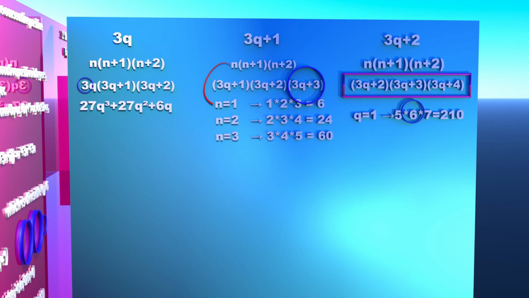But you can see clearly, we can take only 3 as common. There is no way to extract 6 as common. That means we know 6 is a factor, but by taking the form of 3, we can't get 6. When q is equal to 2, we get 8 into 9 into 10, which is 720. Here 9 has a factor 3 but not 6. Still we can see 720 is divisible by 6. That means again this number is divisible by 6, but we cannot extract 6 as a factor from these given terms.